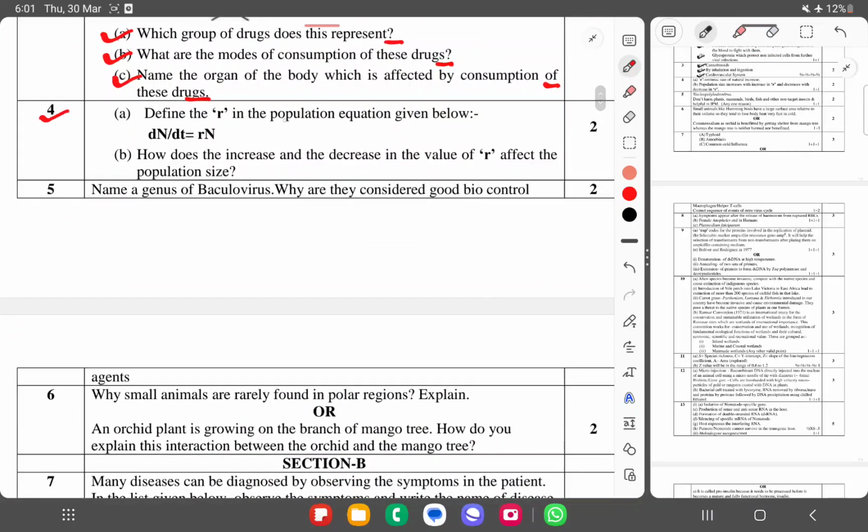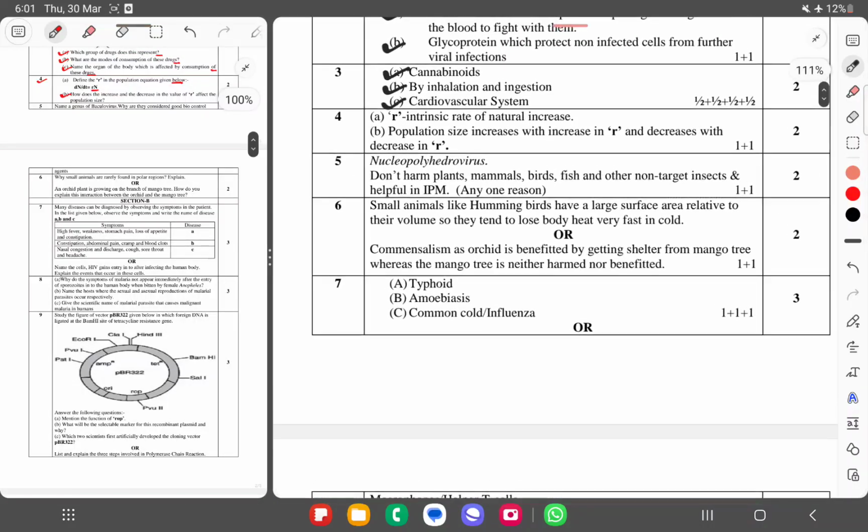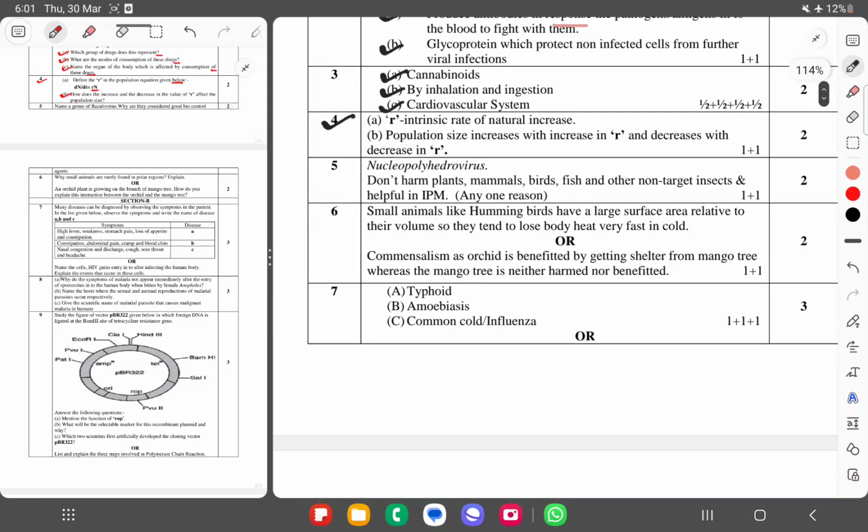Define R in the population equation given by this one: dN upon dt is equal to rN. How does the increase and decrease of the value of r affect the population size? r is the intrinsic rate of natural increase. Population size increases with increase in r and decreases with decrease in r.